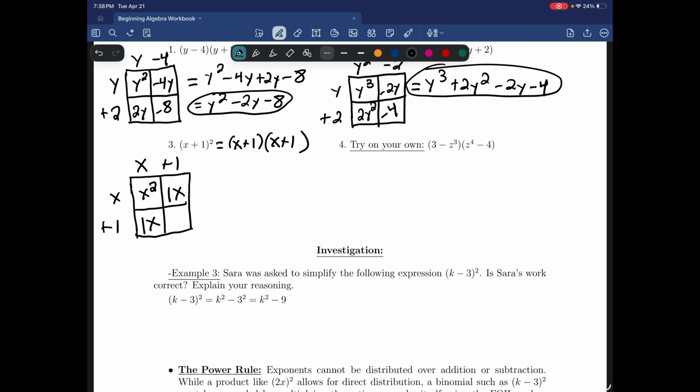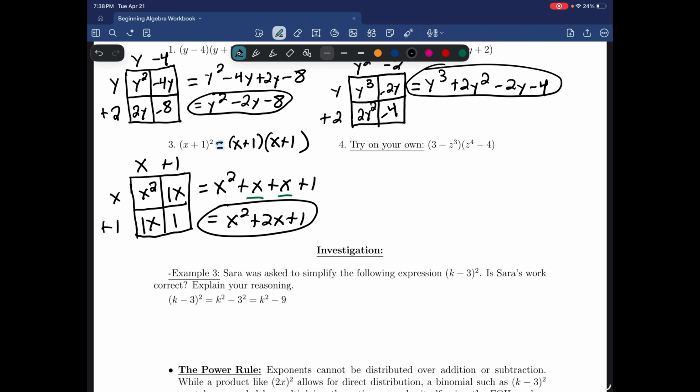And then here, we're going to have 1 times 1, which is just 1. And now when we write out our terms, we're going to have x squared plus x plus 1. And notice here, we can combine these two x terms because they are like terms. So we get x squared plus 2x plus 1 as our final answer.